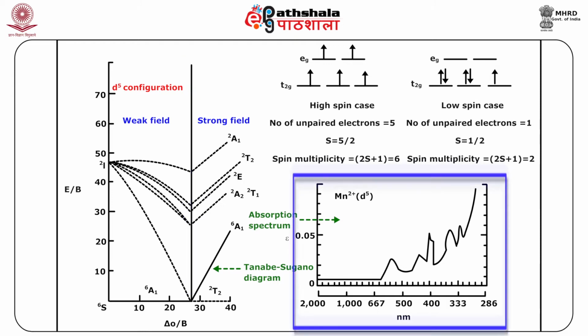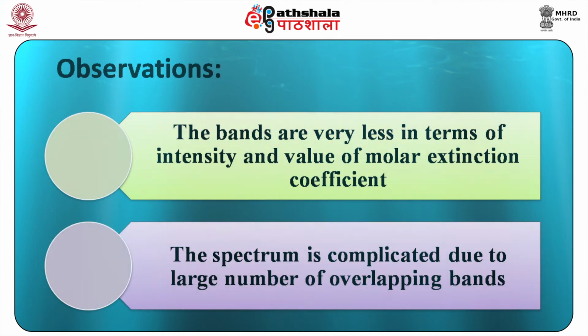From the absorption spectrum of the manganese 2+ complex, some important observations can be made, namely the bands are very low in intensity, in terms of the value of the molar extinction coefficient. Also, the spectrum is very complicated due to a large number of overlapping bands. The reason for these two observations lies in the Tanabe-Sugano diagram for the complex.